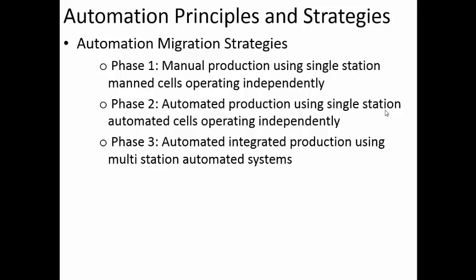Conventional logic tells us that direct investment into automation technology will be a huge risk. So where possible, three steps are to be followed, that is phase 1, phase 2 and phase 3, and this will be called the automation migration strategy. The first idea is to produce a product through manual means. So that is phase 1, manual production using single station manned cells operating independently.